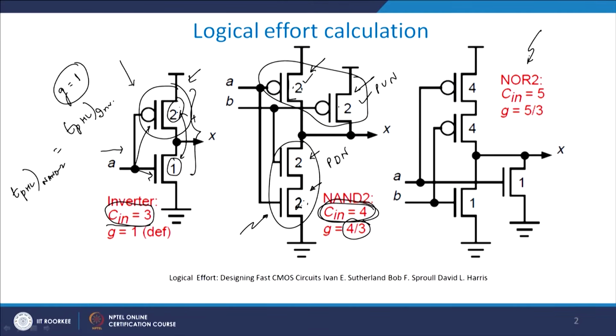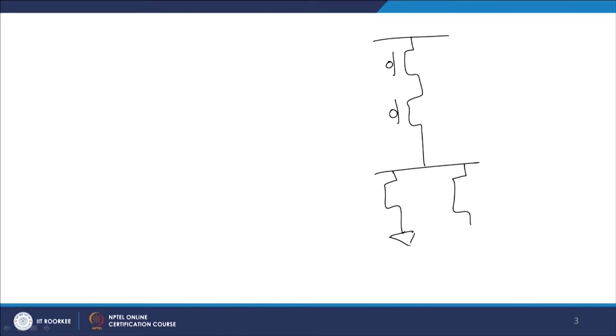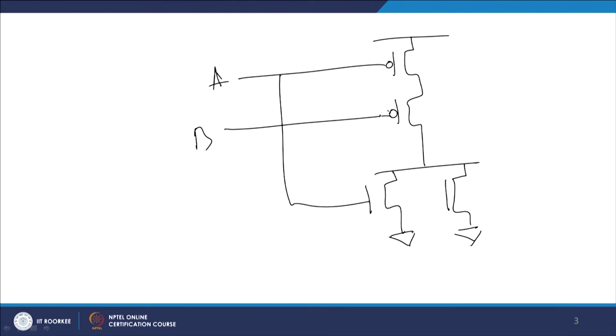I hope you have understood how we are calculating the value of the logical effort here. Let me again explain the same concept with a NOR 2 logic, which is basically a 2 input NOR gate. A 2 input NOR gate will look something like this, and then you will have in parallel this. You are driving with A input here, and if this is B, then I will be driving here with B. So, I have got two inputs, A and B.